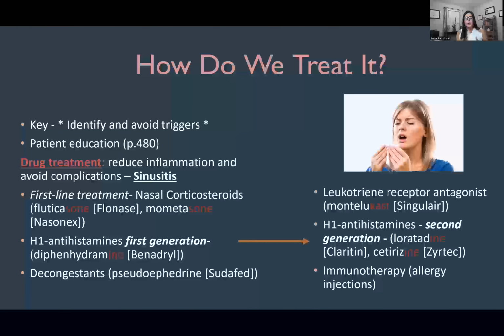But over the years, we have come up with second generation antihistamines like loratadine, Claritin, and cetirizine, Zyrtec. And there's many more. I'm just giving you some common ones that I'm sure you've seen and you can find over the counter.